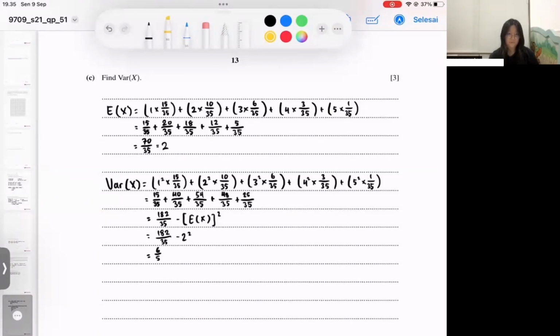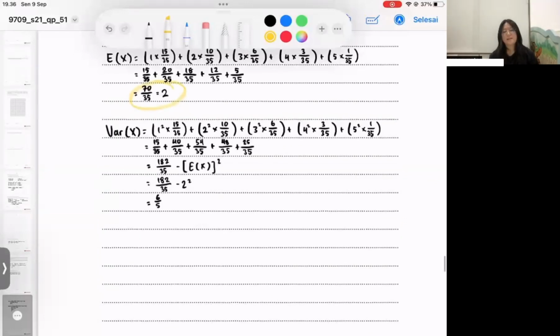If x equals 2, it is 20 over 35. X equals 3 is 18 over 35. X equals 4 is 12 over 35. And lastly, x equals 5 is 5 over 35. And therefore, we get that the mean of x equals 2.